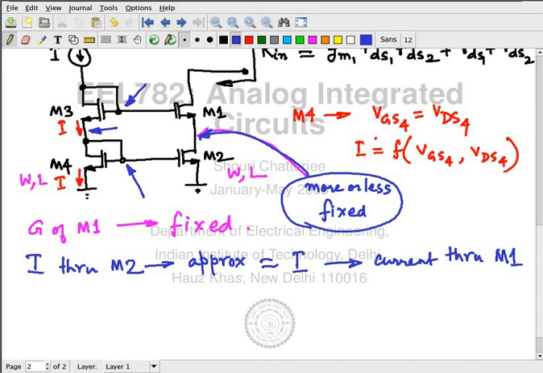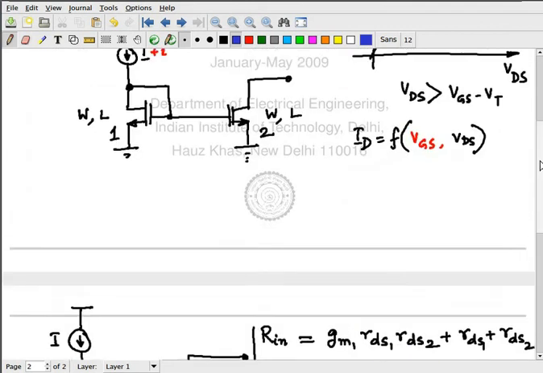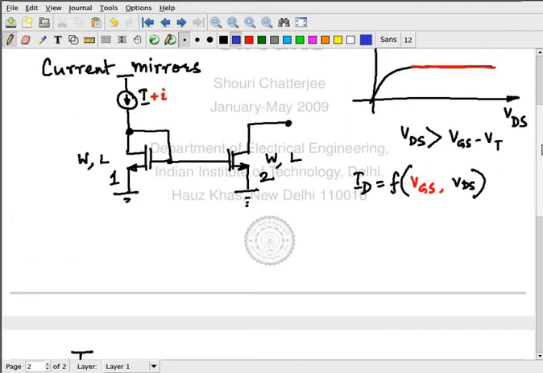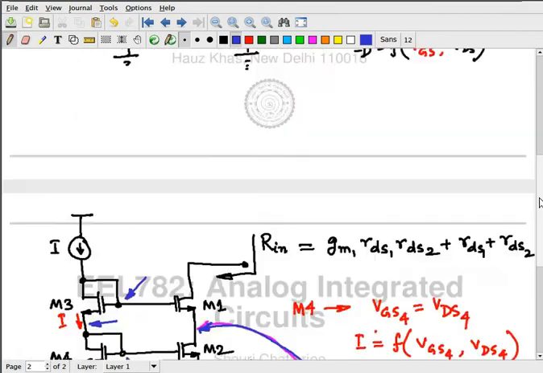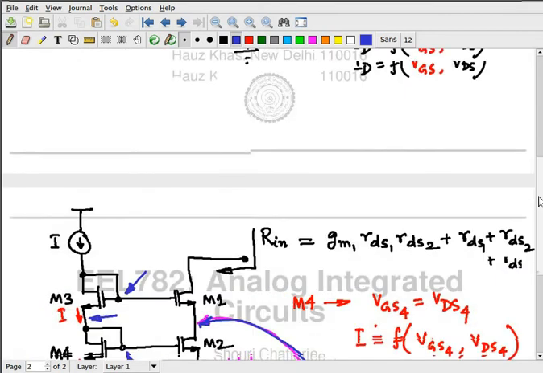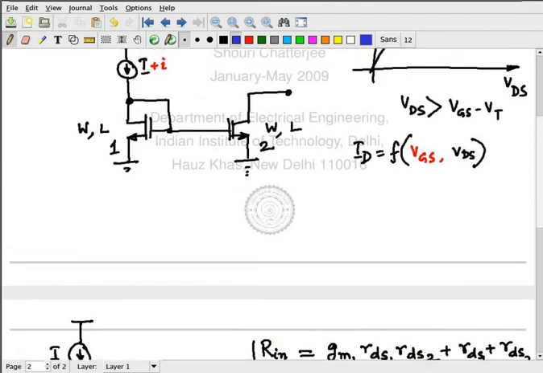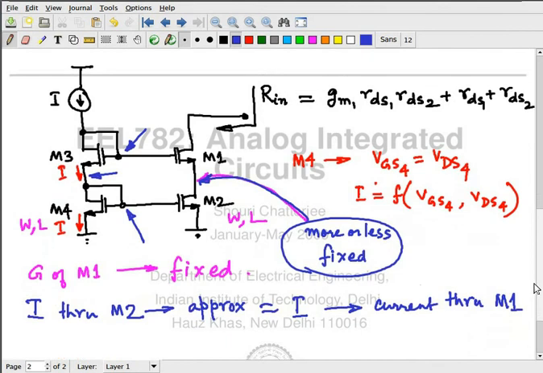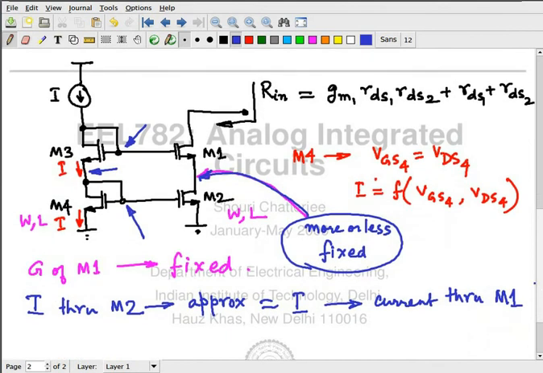So the bottom one is still going to be in saturation. Okay, so it will still fall back to the earlier case. So if M1 is not in saturation, I am going to fall back to this situation. Alright? So I will get worse output resistance, but I will still be falling back to this situation if M1 is not in saturation. If M2 is not in saturation, it does not work. Okay? Now I am going to prove to you that M2 is in saturation. I am yet to prove that.